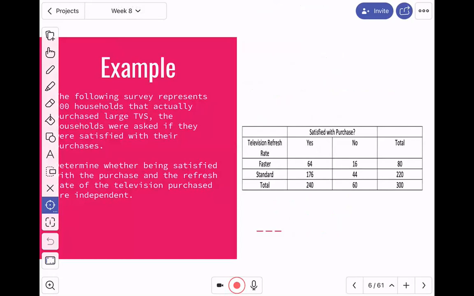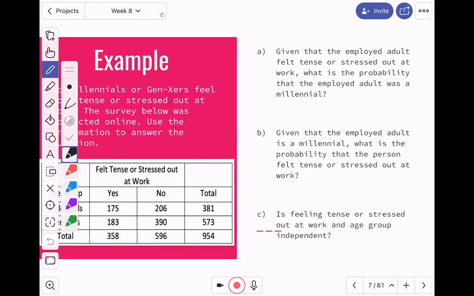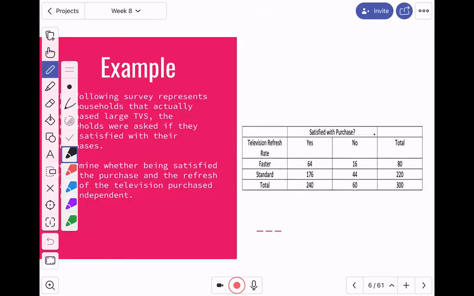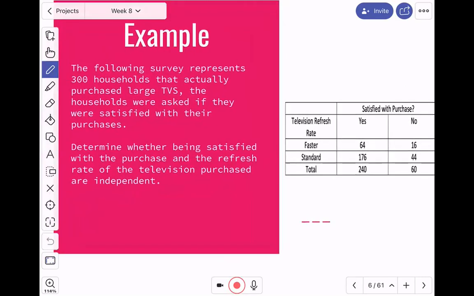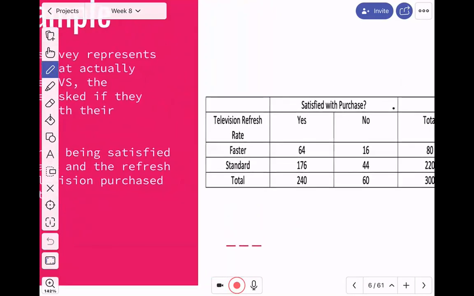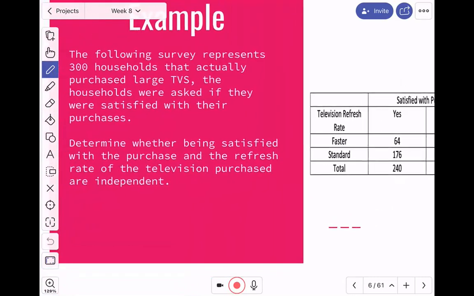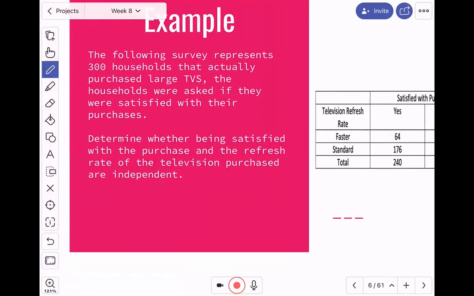Here's how we do this. We're using this table again to determine whether it's being satisfied with the purchase. Oh, this is actually different, huh? Yeah, this is different. Glad I read that. So this is talking about the following survey, which represents 300 households that actually purchased large TVs. The households were asked if they were satisfied with their purchases. Determine whether being satisfied with the purchase and the refresh rate of the television purchase are independent.